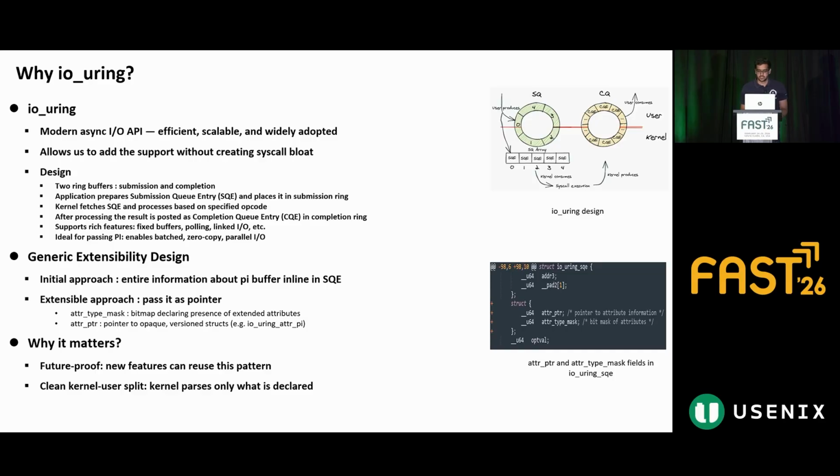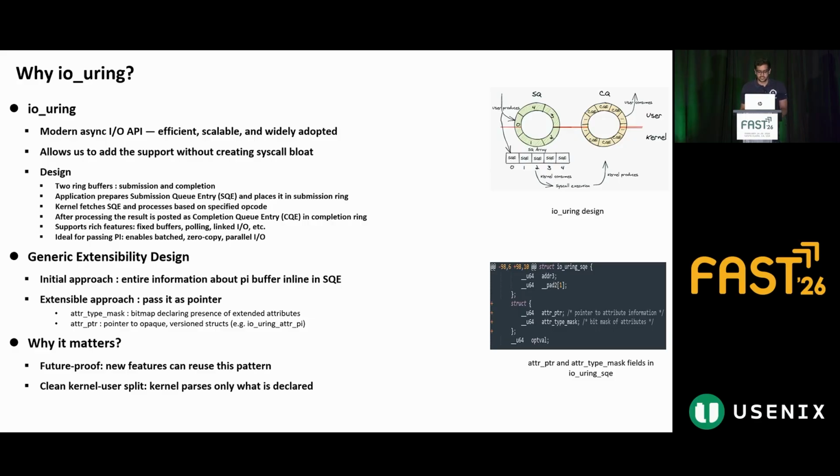IO-Uring because it's the most efficient async IO interface in Linux, and it also allows us to add the support without creating any syscall bloat. So the IO-Uring design involves having two ring buffers, a submission and a completion ring buffer. The application prepares the submission queue entry and places it in the submission ring. The kernel fetches the SQE from the submission ring and processes it based on the specified opcode. After the processing, the completion is posted as the CQE in the completion ring.